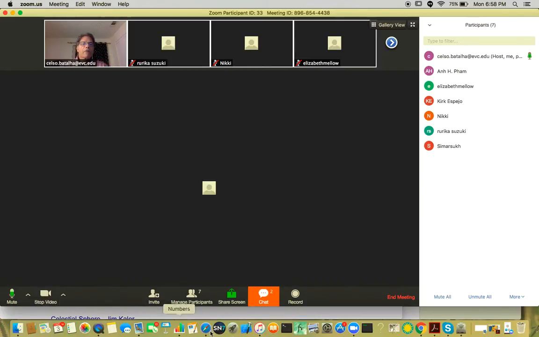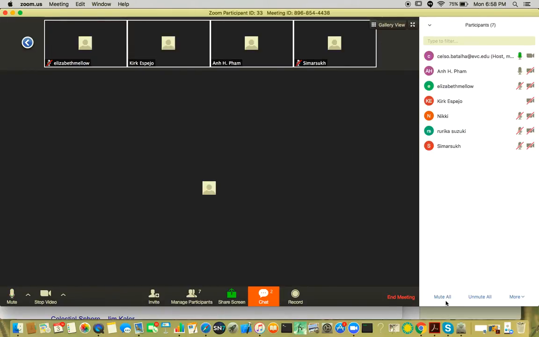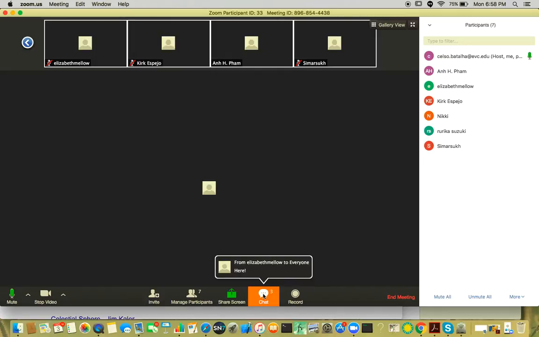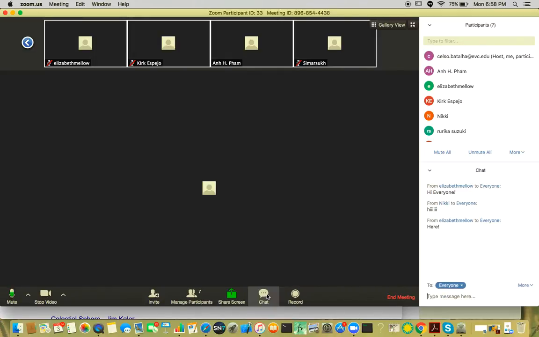You need to have a microphone, or you can type. Where do I type? Oh yeah, if you go with your cursor down, there is a little symbol of chat. You click on it and then you can start sending messages.